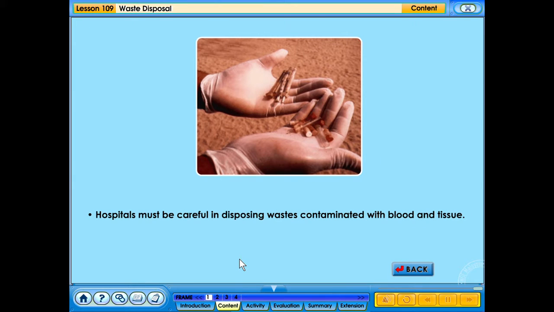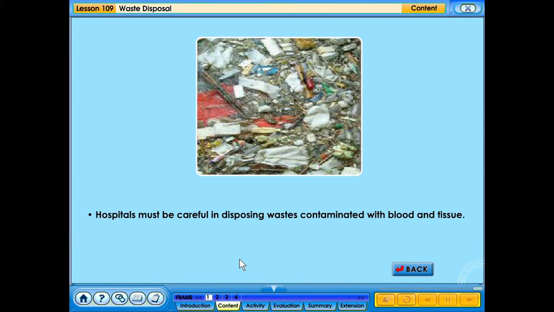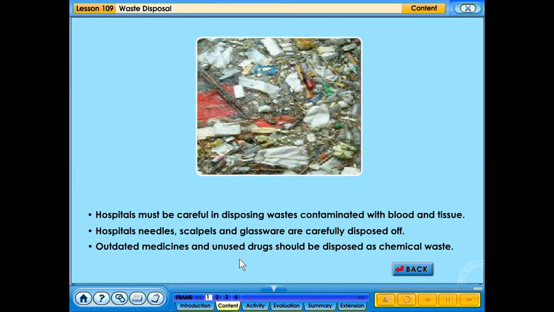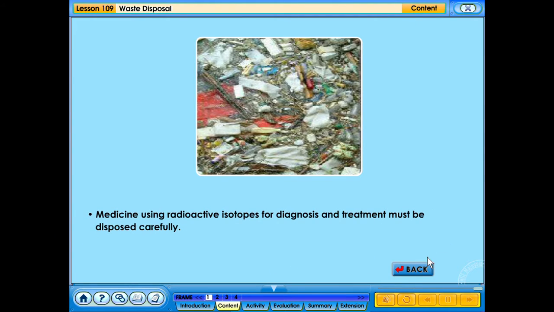Hospitals must be careful in disposing waste contaminated with blood and tissue. Hospital needles, scalpels, and glassware are carefully disposed of. Outdated medicine and unused drugs should be disposed as chemical waste. Medicine using radioactive isotopes for diagnosis and treatment must be disposed carefully.